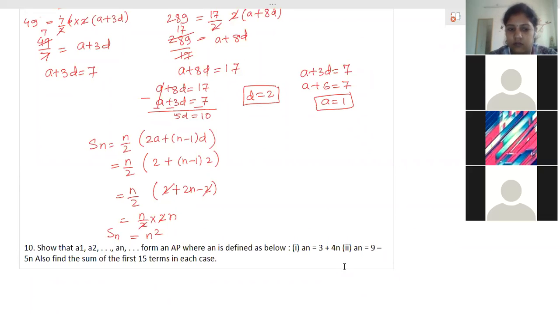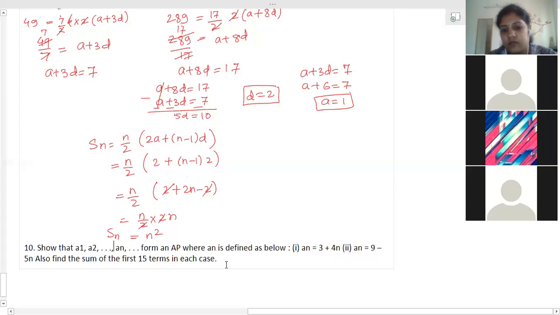Okay, ma'am. Or even find out the 15th term, then it will be easier. 4 into 15 is 60. 60 plus 3, 63. So you can directly use the formula n by 2 into (a plus an).